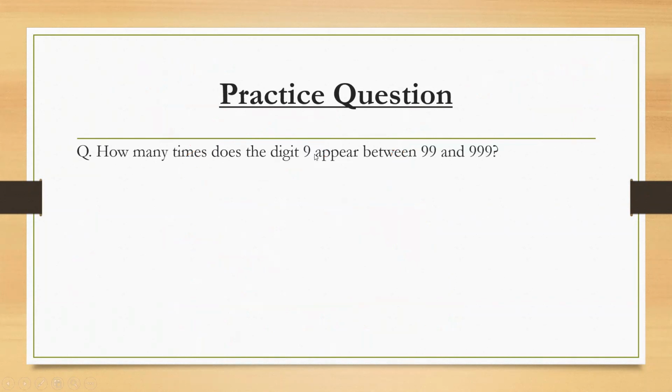If this is clear, now try this one. So here now the question is, how many times does the digit 9 appear between 99 and 999? Okay. So again, break it down. 99, then 100 to 199, 200 to 299, like that. Okay. So try this.